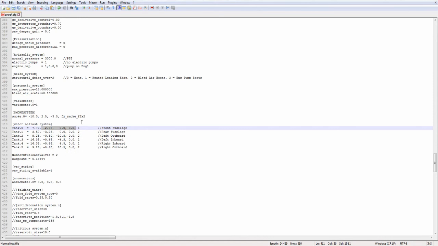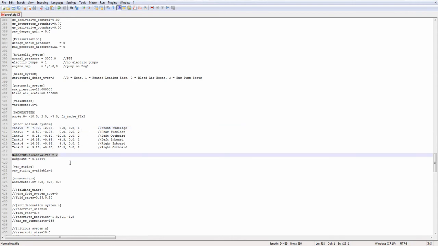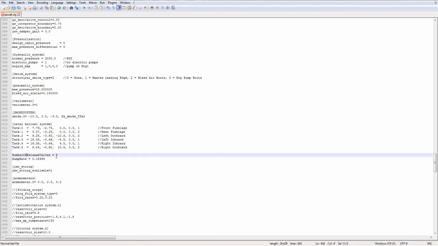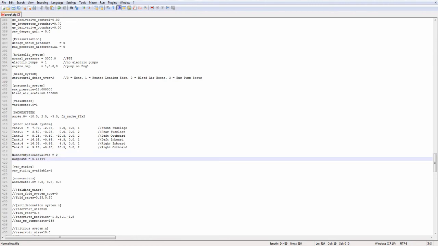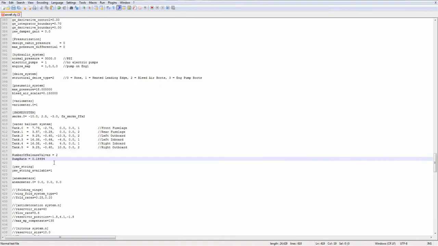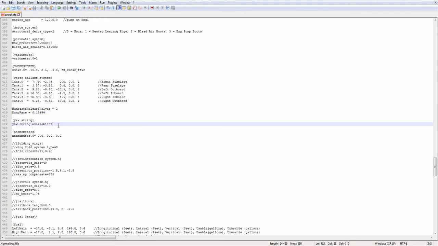Maybe it's a valve, because you have number of release valves here. I don't really know. So yeah, number of release valves, how many release valves are on the water ballast system, and the dump rate in gallons per hour or gallons per second? Gallons per second. How many gallons per second can you dump overboard with the water ballast system? Yaw string, either a yes or no. Does it have a yaw string?